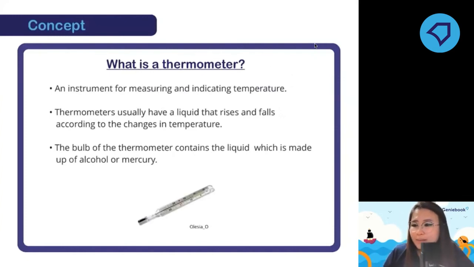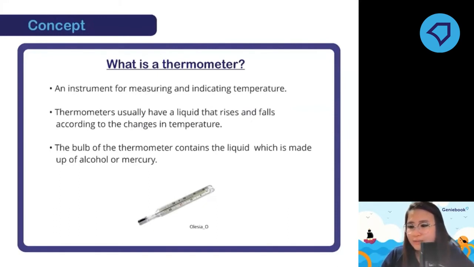A thermometer, like I said, is an instrument for measuring and indicating temperature. Inside this thermometer, usually they have a liquid that would rise and fall according to the changes in the temperature. If something is cold, it is going to fall. If it's something hot, it is going to rise. And this is how a thermometer works. Most traditional thermometers contain something called alcohol.